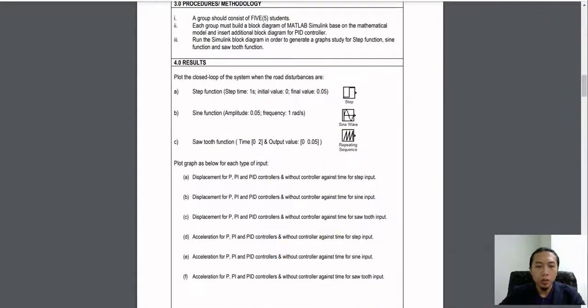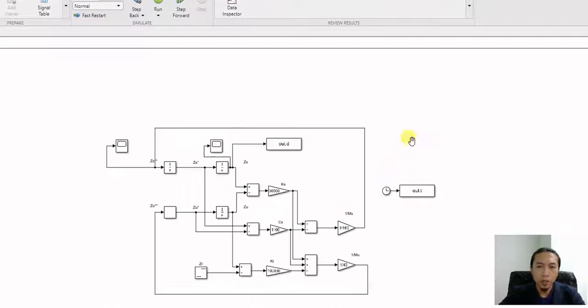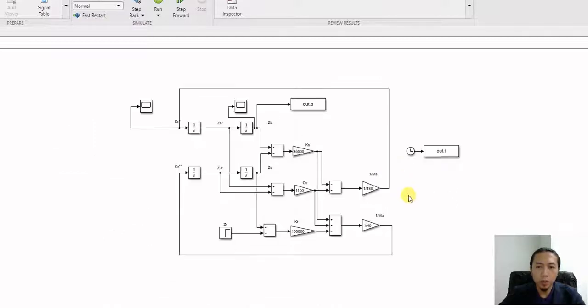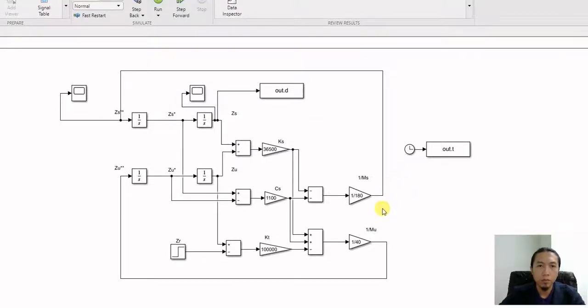Okay, so we go to our previous lab, this one. So you need to open your previous MATLAB. So from here we try to convert it into an active suspension.